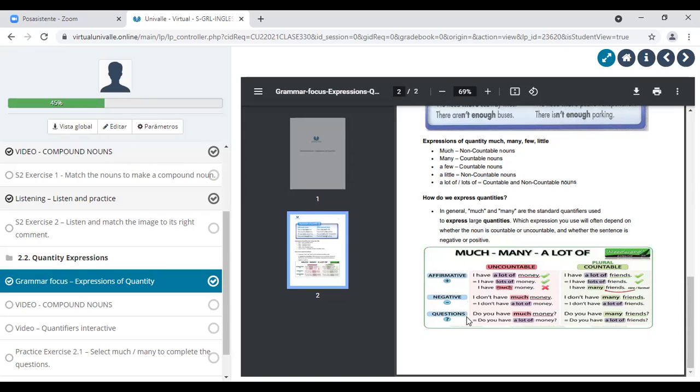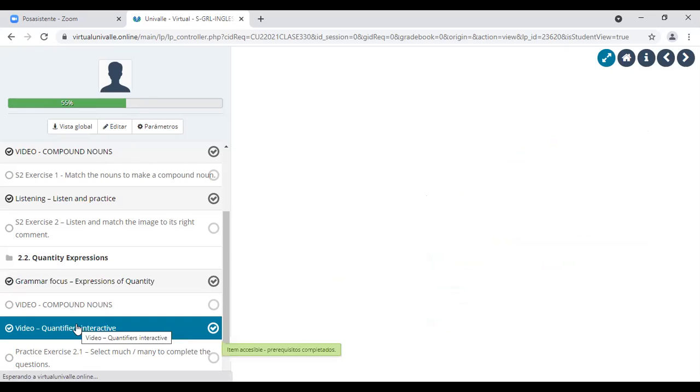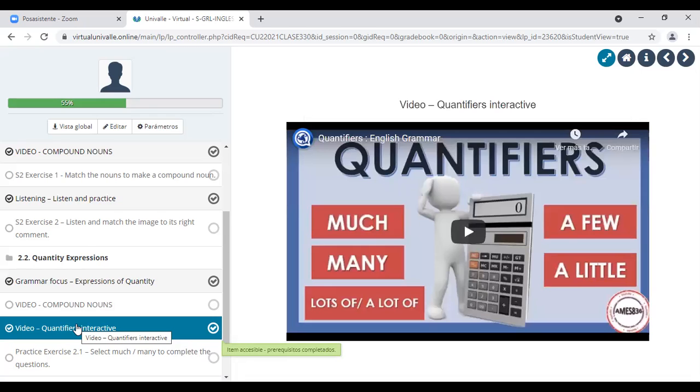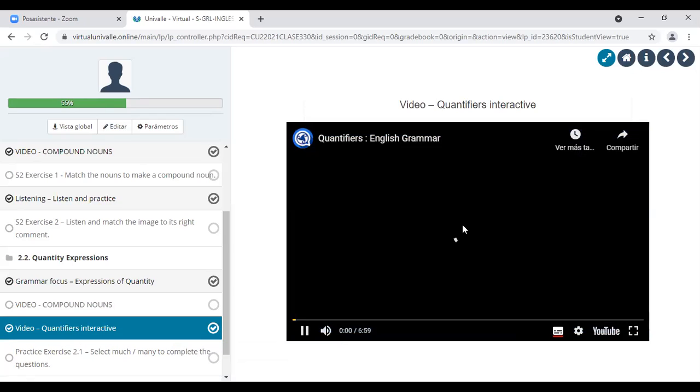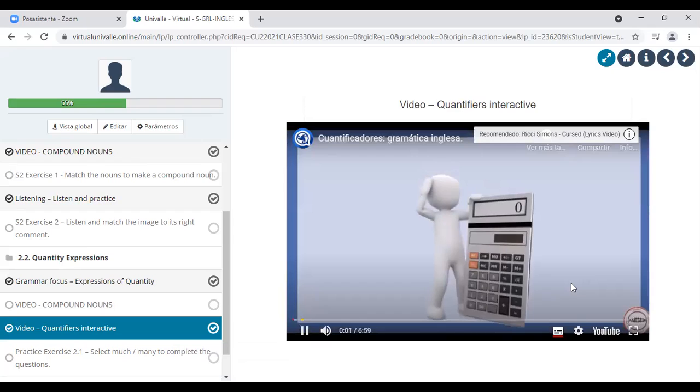We also have our negative and interrogative part. Also, we have here a video tutorial to take a quick look at, related to interactive quantifiers. This is a video tutorial for you to have a very clear idea about quantifiers: much, many, a few, a little, lots of, a lot of. Okay, so let's play it.